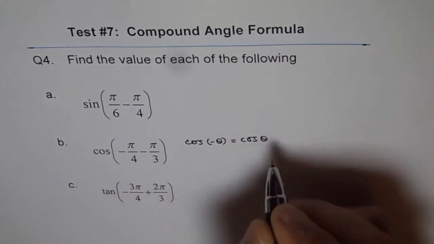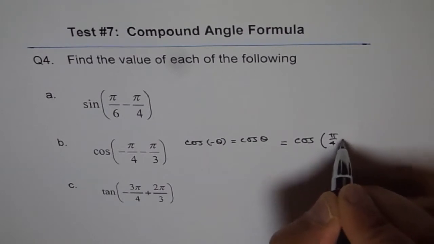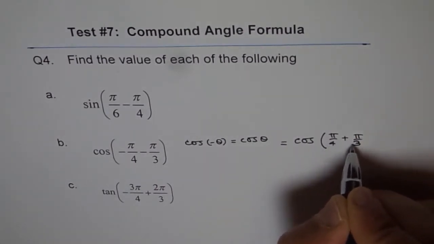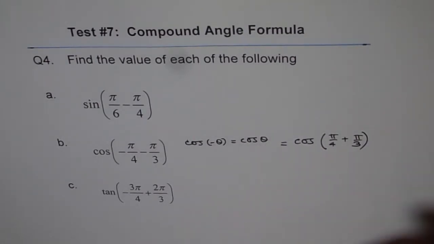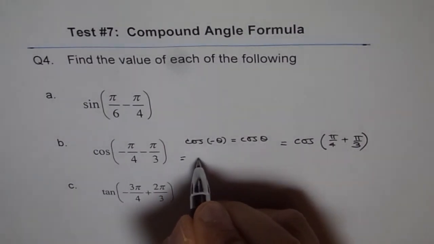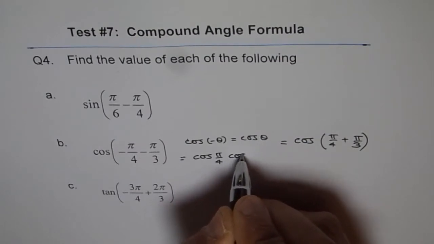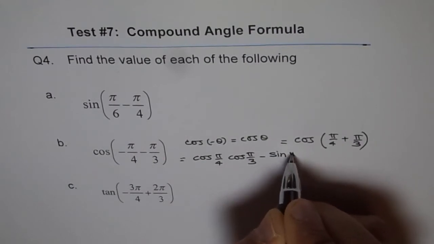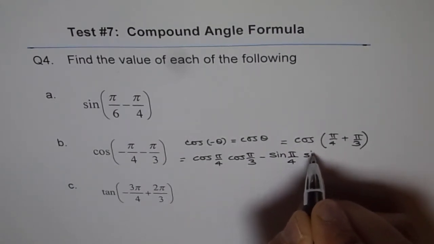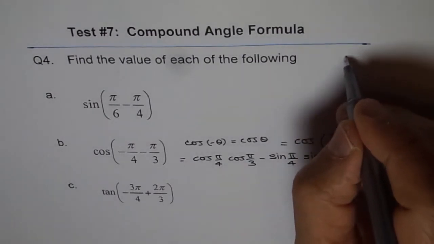So therefore you can write this as cos of pi by 4 plus pi by 3. Do you see that? Now you know cos A cos B minus sin A sin B is your formula, right? So this will be equal to cos pi by 4 cos pi by 3 minus sin pi by 4 sin pi by 3, right? Once you plug in the values from your special triangles, you should be good to get the answer.